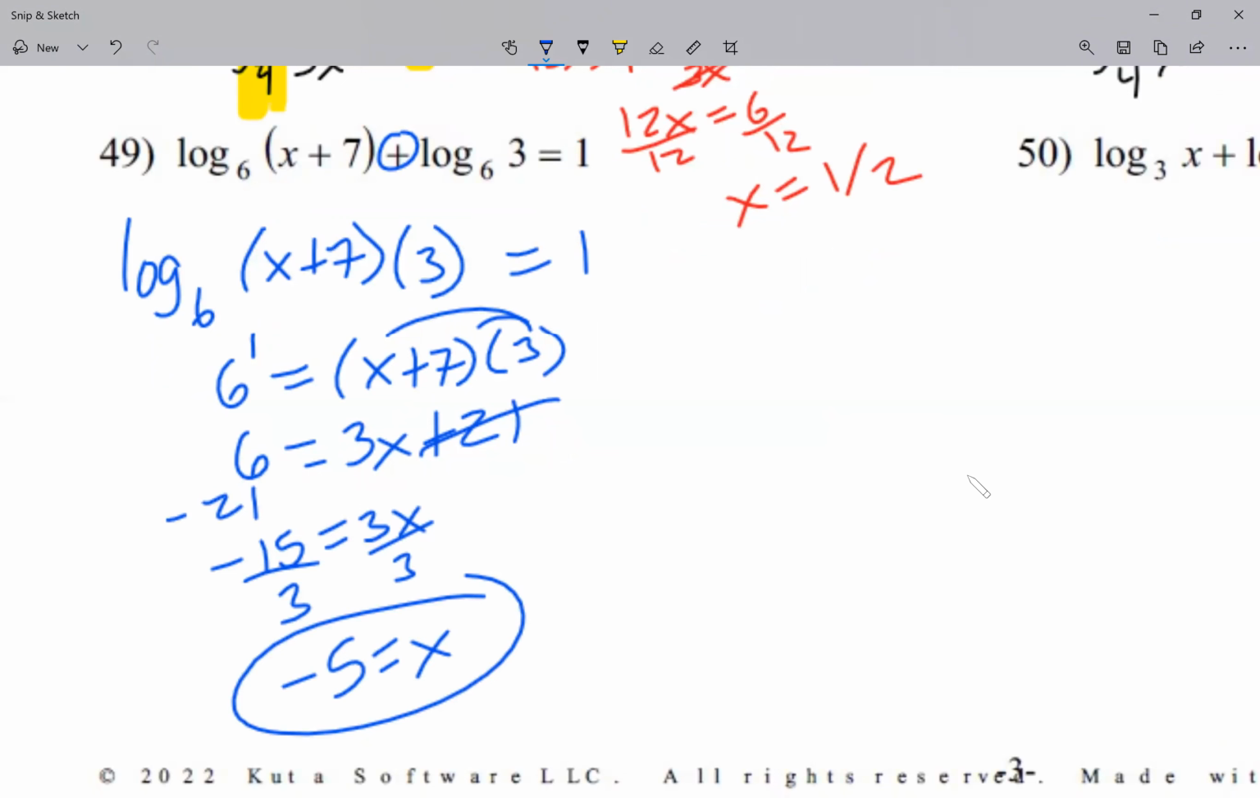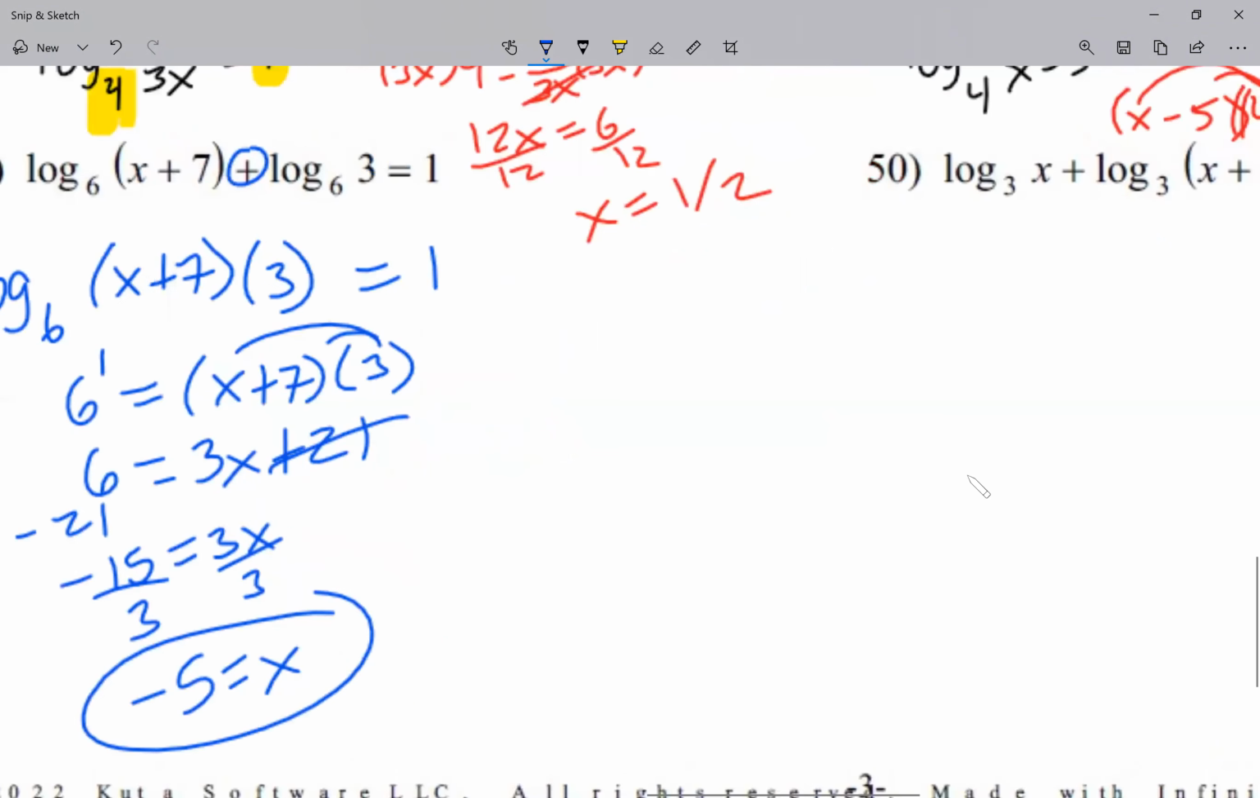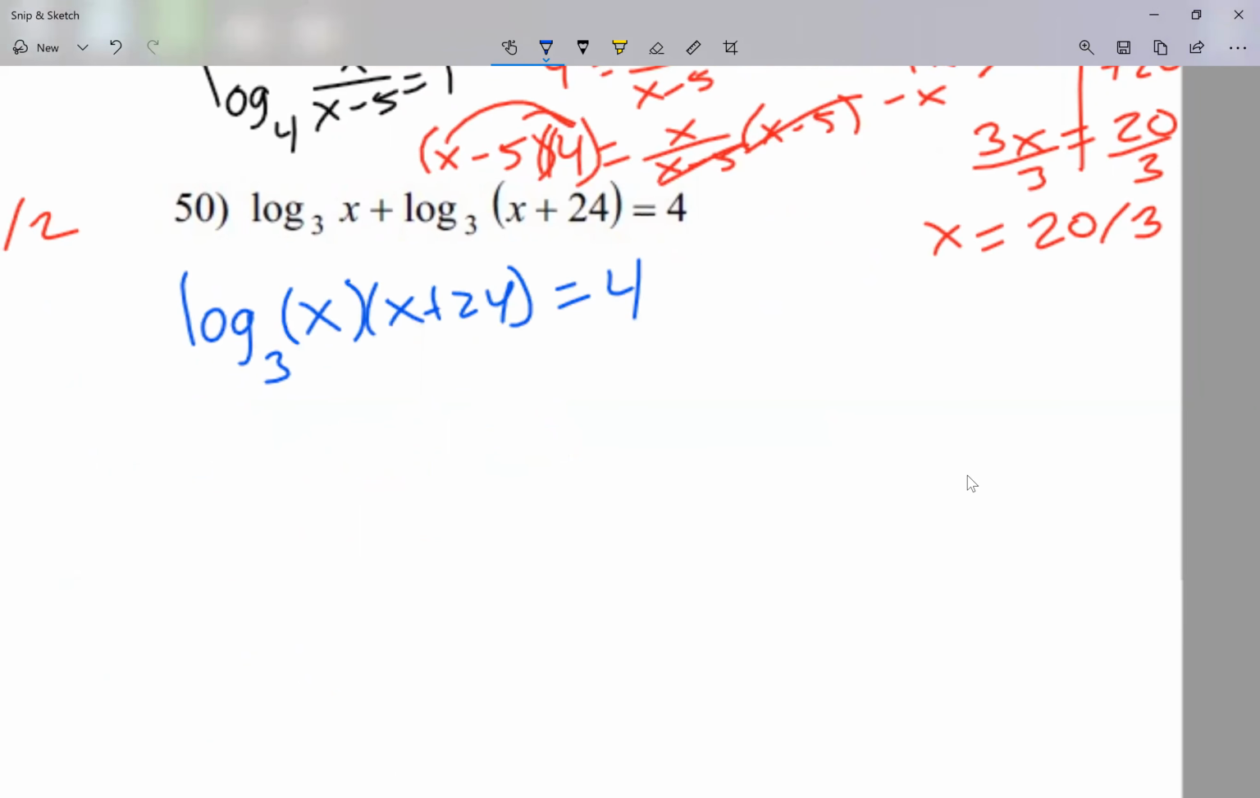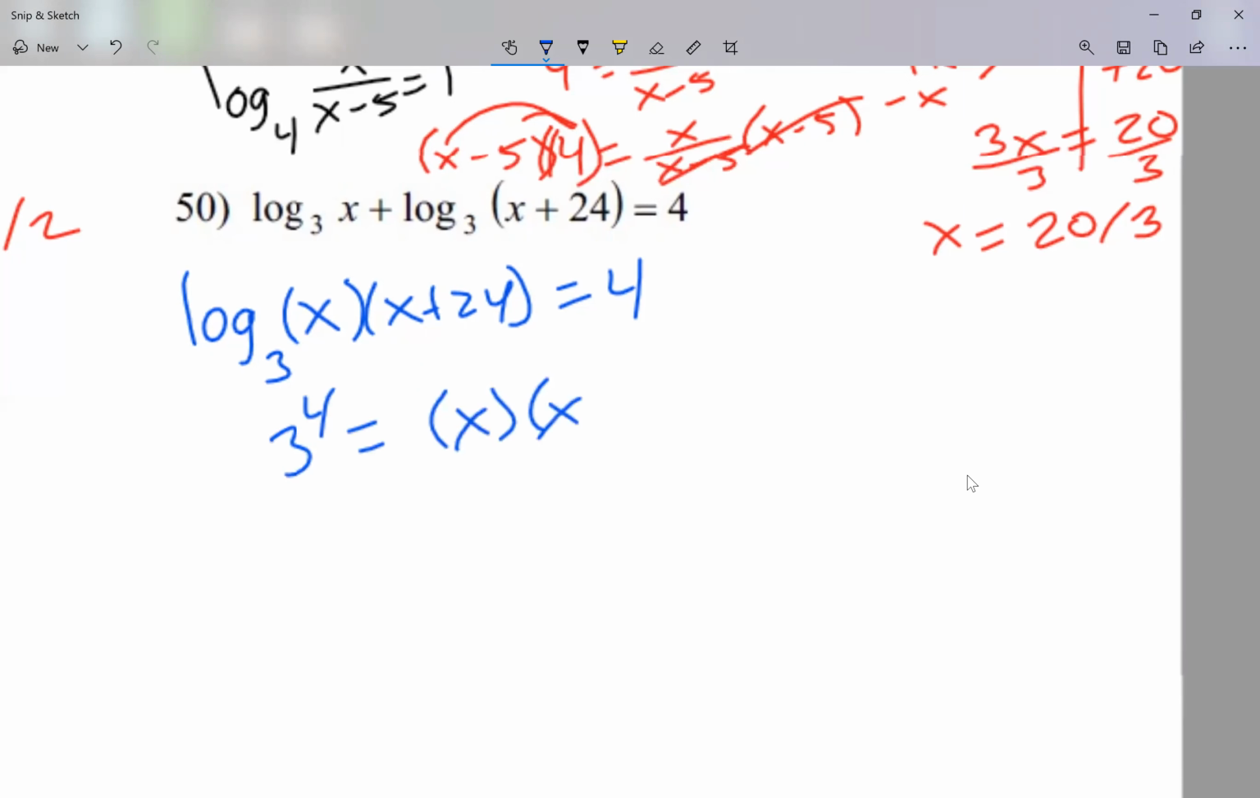Okay, not too bad. Now, number 50. Promise I'm not going to give your homework this complicated. However, we have to start looking at these things. So let me condense first. Log base 3 of x times x plus 24 is equal to 4. Right? I combined it as multiplication of one log. So this gives me 3 to the 4th is equal to x times x plus 24.